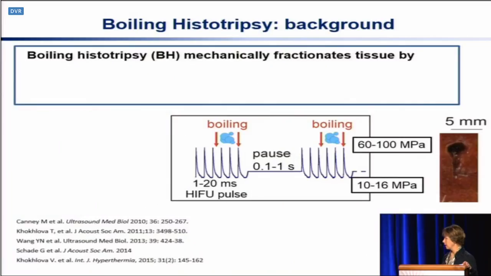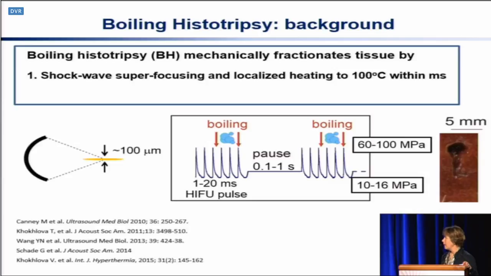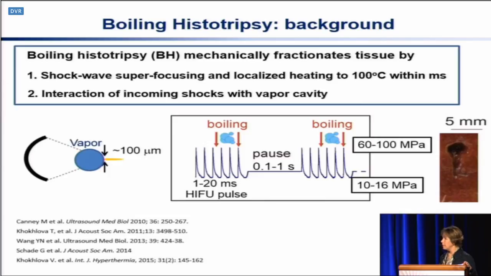renal tumors. So boiling histotripsy mechanically fractionates tissue by inducing shock waves, which are super focused into the focal region and induce localized heating to 100 degrees C within milliseconds within this small volume. Then a vapor bubble is generated, and interaction of the incoming shock waves with this vapor bubble results in fractionation of tissue into subcellular debris without a thermal effect.